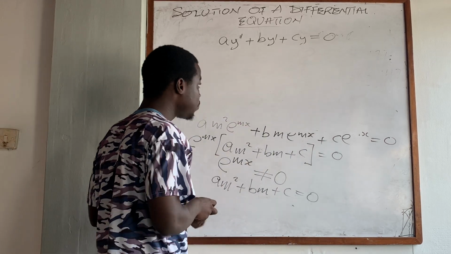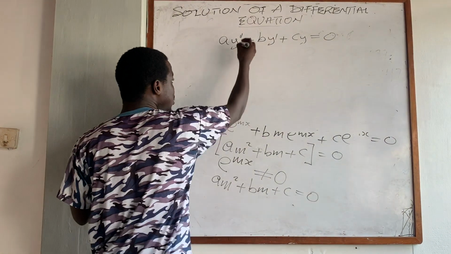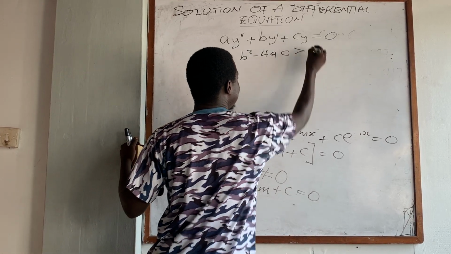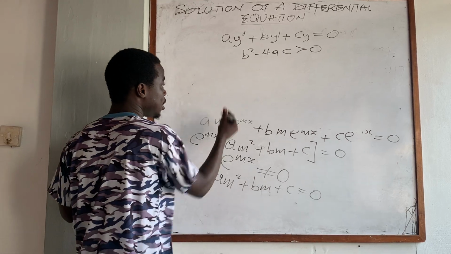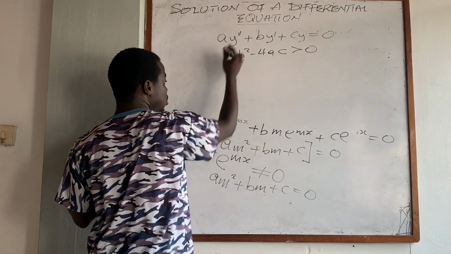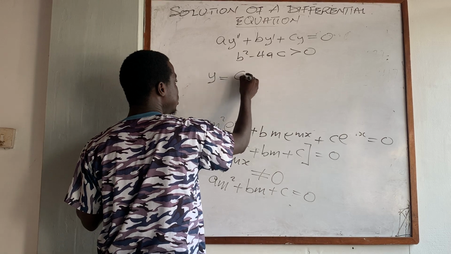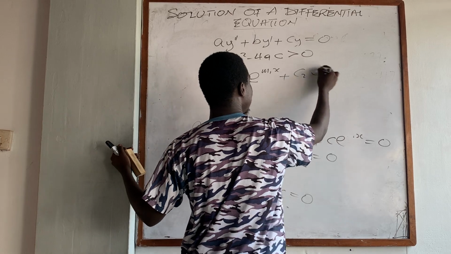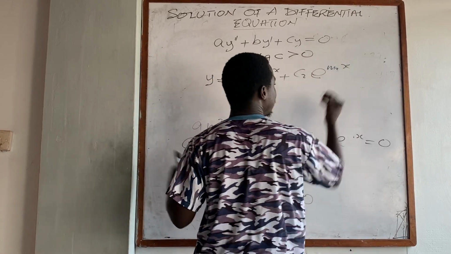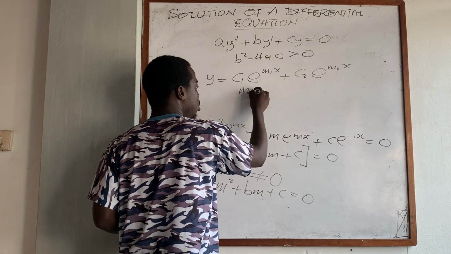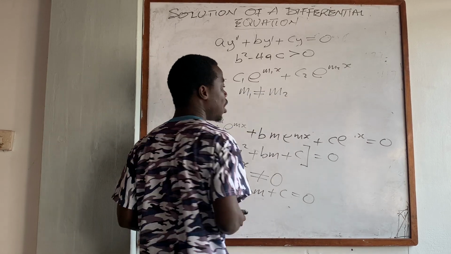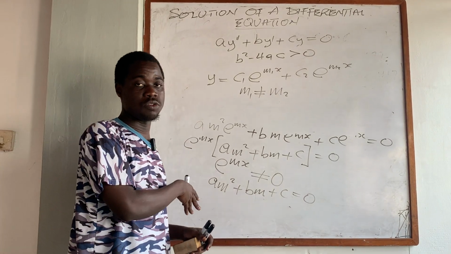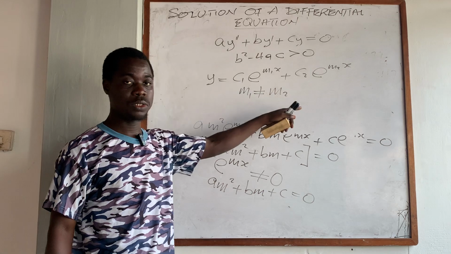So we are saying that if the roots are real and distinct, then it means that b squared minus 4ac is greater than 0. If we have something like that, then the solution for this will be y is equal to c1 e raised power m1x plus c2 e raised power m2x. This is where m1 is not equal to m2. All of them are different, meaning we have the distinct roots. So if we have something like that, this is the solution.